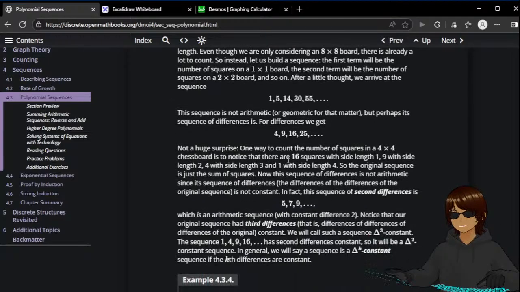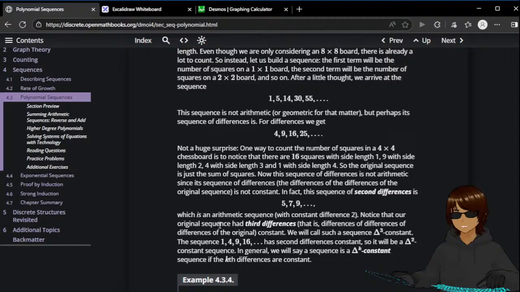So for differences, we get 4, 9, 16, 25. Not a huge surprise. So the original sequence is just a sum of squares. Now, this sequence of differences is not arithmetic since its sequence of differences is not constant. In fact, the sequence of second differences is 5, 7, 9, which is an arithmetic sequence.